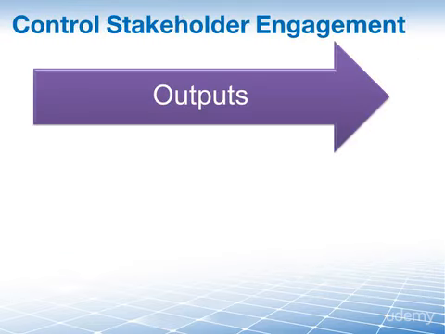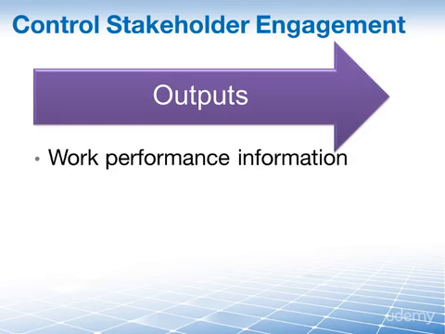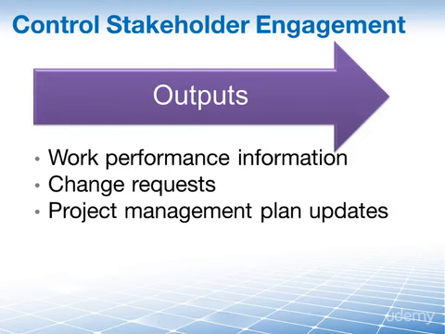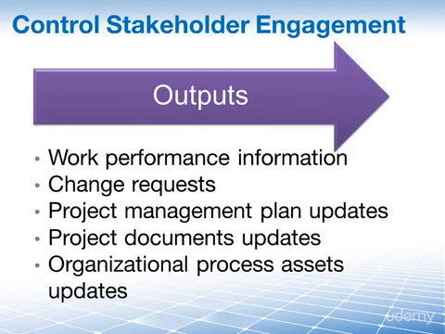We are moving on to the outputs of this process. We have five, which are the work performance information, change requests, and then we have updates to the project management plan, the project documents, and the organizational process assets. Remember that the main goal of this process is to ensure or improve the effectiveness of our stakeholder engagement activities. So consequently, we create all of these outputs because we want to improve our relationships with our stakeholders. Each output helps us do that.